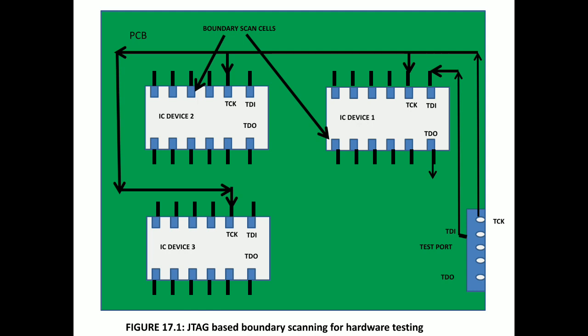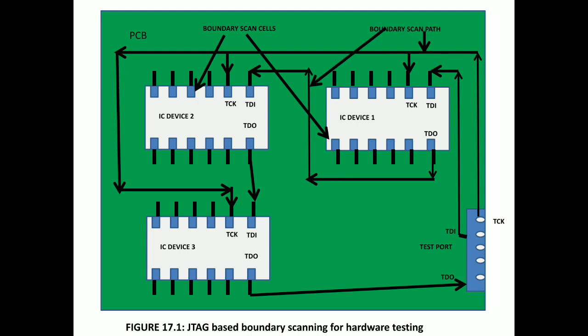That IC gives output at TDO. This TDO is connected as input to the second IC. The output of IC1 TDO is going to the input of IC2 TDI. Then the output of the second IC TDO goes as input to the third IC TDI. Finally the test data output TDO from the third IC goes to the test access port test data output. From this we give the output and we are verifying the IC. These are called boundary scan paths.